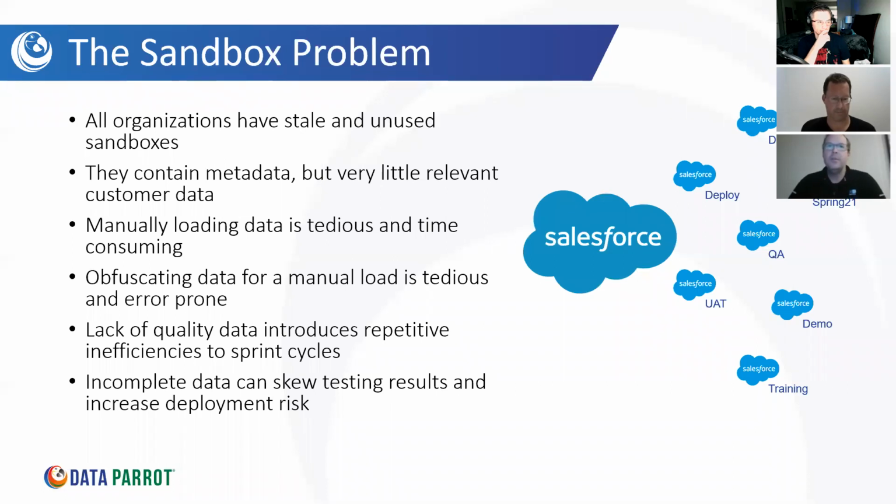So I think everybody should be familiar with the sandbox problem. Every organization has stale and unused sandboxes, whether they be developer, developer pro, or partial. They contain all the metadata, but very little relevant customer data. Manually loading data is tedious and time consuming. Obfuscating that data for manual load is tedious and oftentimes error prone. That lack of quality tends to introduce repetitive inefficiencies in sprint cycles, and ultimately incomplete data can skew test results and increase your deployment risk.